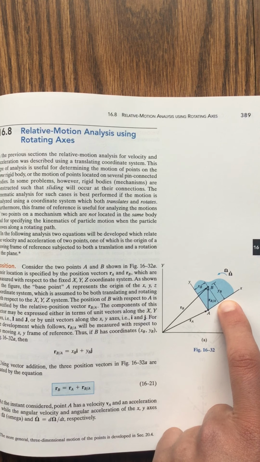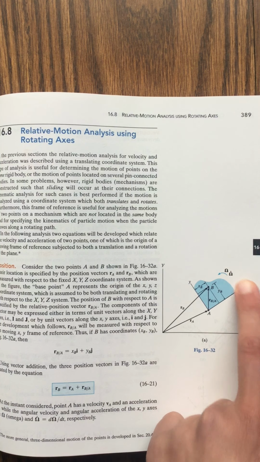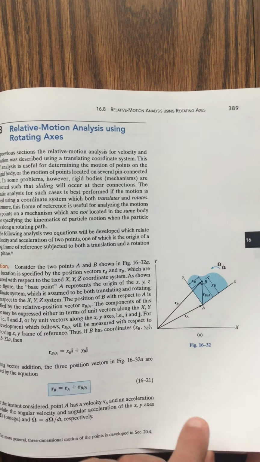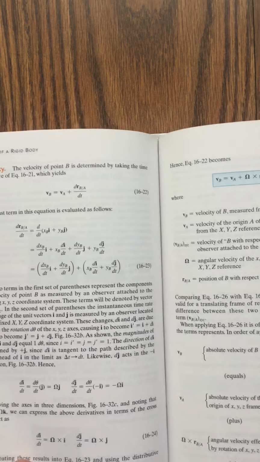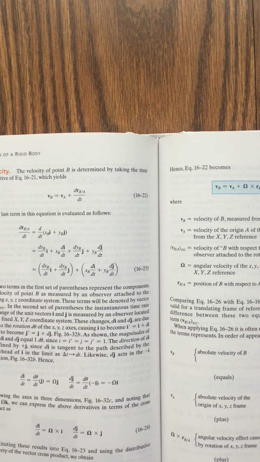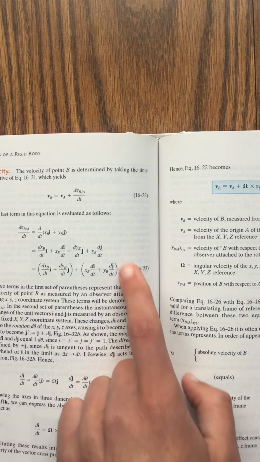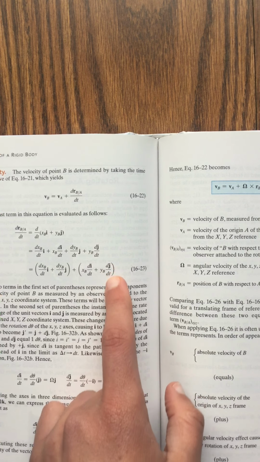Now you could choose the rotating coordinate system so that your capital omega for the coordinate system would be the same thing as the lowercase omega for the rigid body. So you could choose it so those are the same. Okay, so I want you to read through the derivation for the equation 16.26. And remember, when you take derivatives, if your coordinate system is changing, you have to take the derivative of the unit vectors as well.